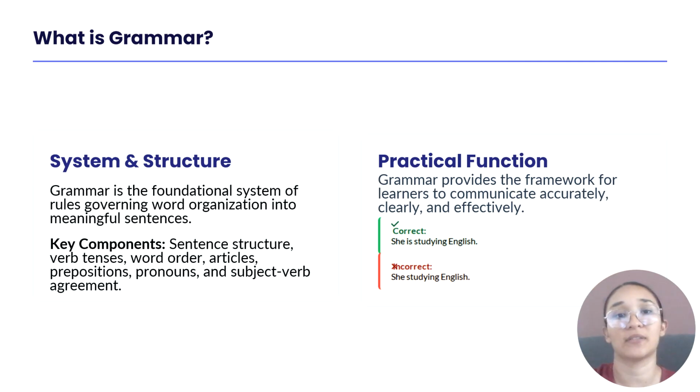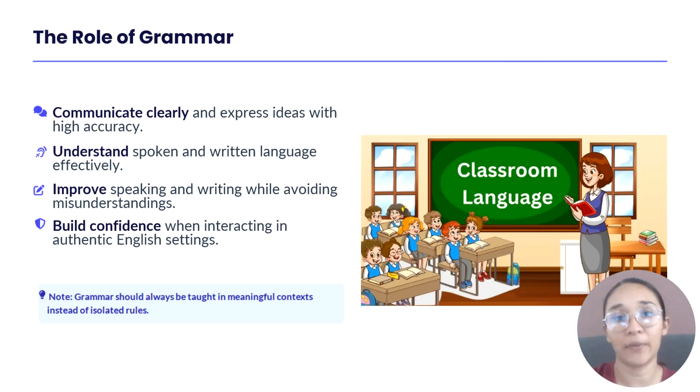Grammar is the system of rules that helps us to make correct sentences. It also tells us how to use words in the right order. For example, we learn how to use verbs, tenses, adjectives, nouns, prepositions, and without grammar, it's difficult to communicate clearly. Grammar is important when learning English because it helps students to communicate correctly.